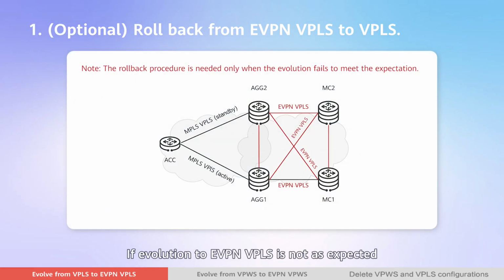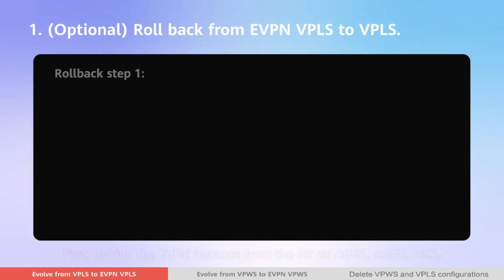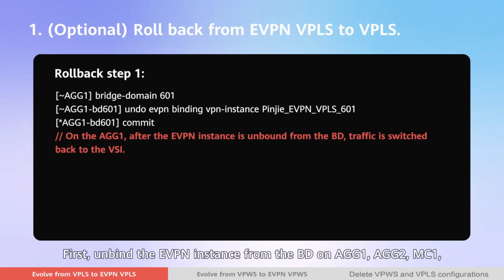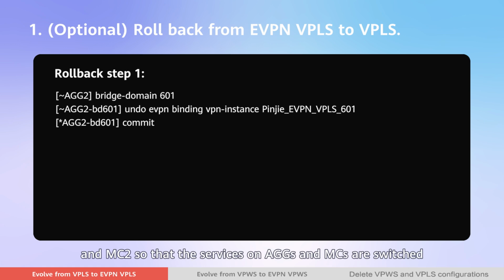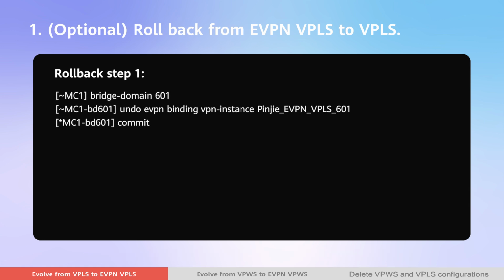If evolution to EVPN VPLS is not as expected and a rollback to VPLS is needed, perform the following steps to roll back EVPN VPLS to VPLS. First, unbind the EVPN instance from the BD on AGG1, AGG2, MC1, and MC2, so that the services on AGGs and MCs are switched to the VSI and the broadcast domain is switched to the BD.